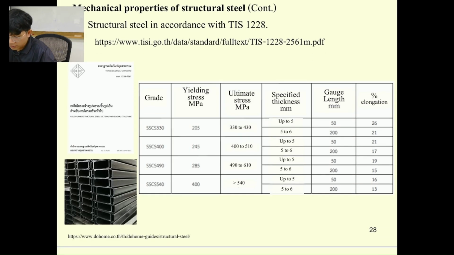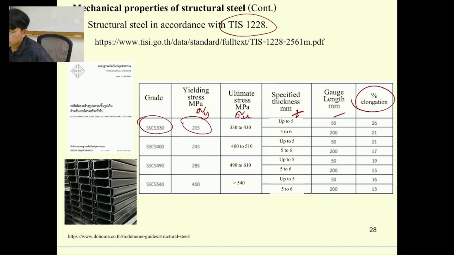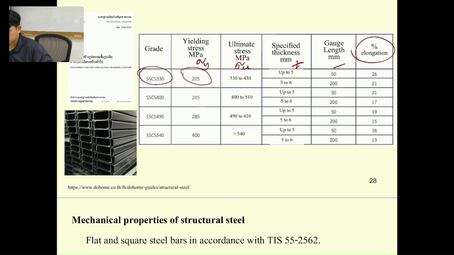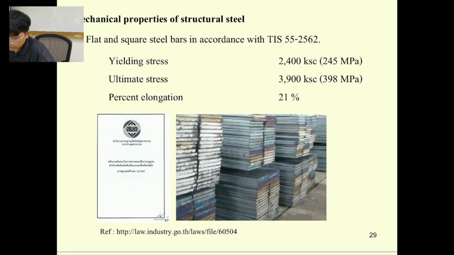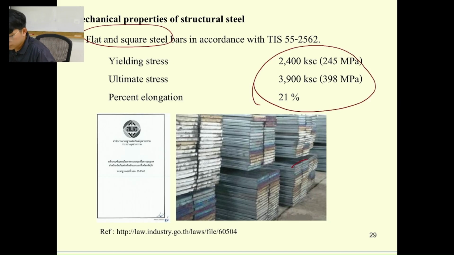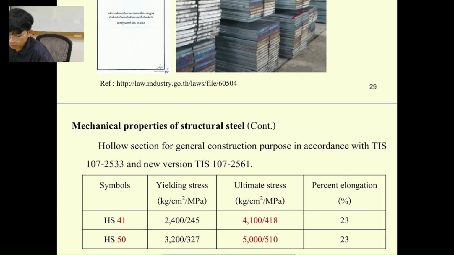For the form steel over here, we also have the grade, the yielding stress, similarly sigma y, sigma u, and then we have the thickness, we have the gauge length over here, and then we have the percentage elongation. So they also specify the minimum strength from TIS 1228. So the hot form steel and the cold form steel are going to have two different properties, in order to meet the minimum allowable. And then we also have different steel, for example, the flat and square steel, like this, the flat. And then we have some minimum properties that we need to check. We have 3: yielding stress, ultimate stress, and percentage elongation.